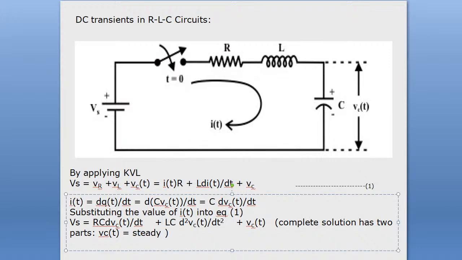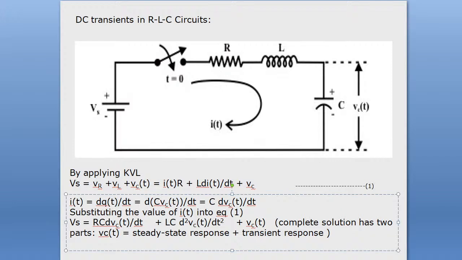Let me write here: steady state response plus transient response. And you know that the transient response will disappear after a certain time, and that time is equal to 5 time constants. After 5 time constants, the transient response of this circuit will die out or become 0. But after 5 time constants, the response of this circuit reaches its steady state value.